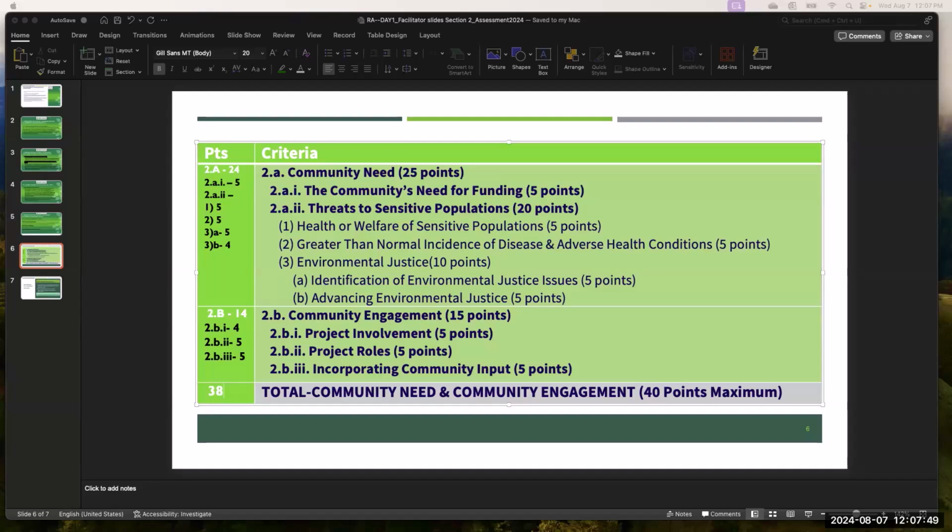For environmental justice, we gave 9 out of 10 points, full 5 points for identification of environmental justice. We thought they did a pretty thorough identification of all the environmental justice issues, focused on the racial disparities and the overrepresentation of certain populations. For advancing environmental justice, we did give them 4 out of 5 points.